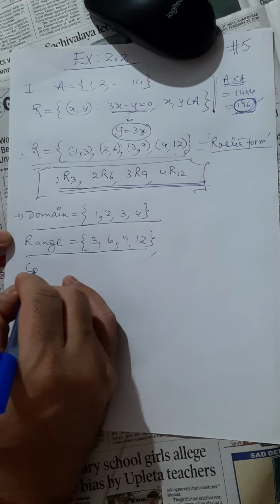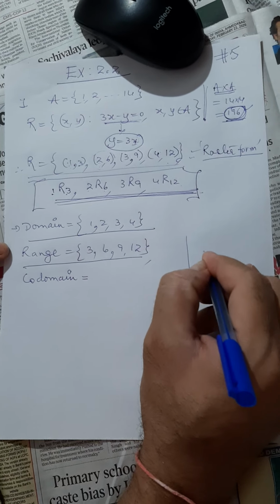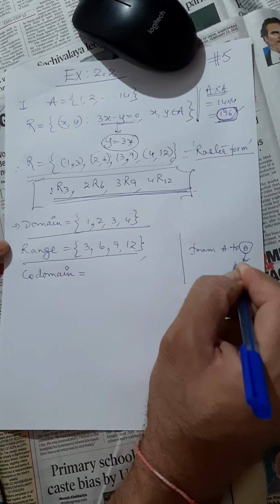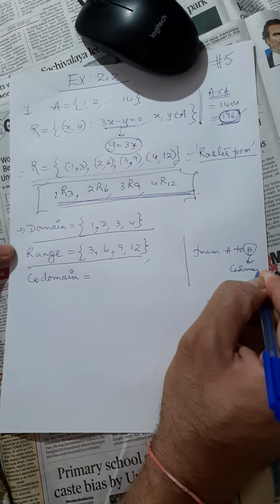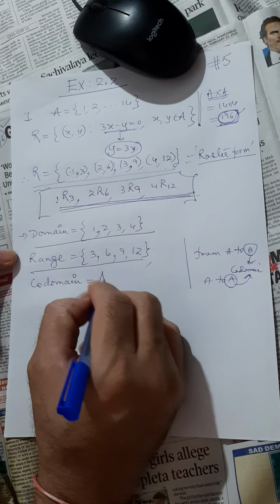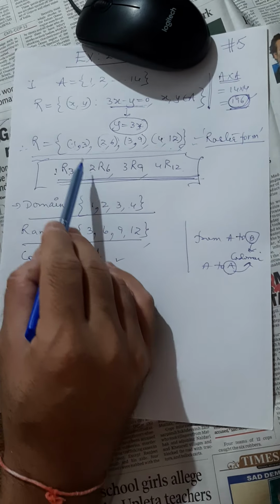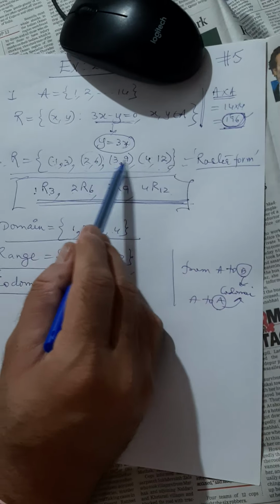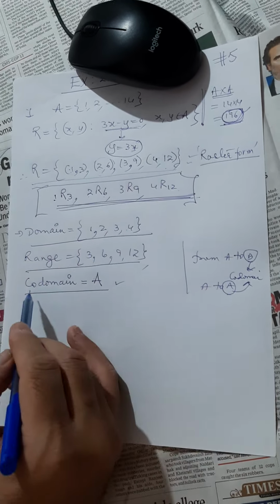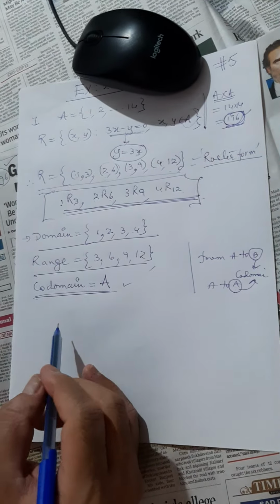What is codomain? Codomain is the whole second set. If relation is from, for example, A to B, then B is called codomain. Here it is a relation from A to A, so this becomes codomain. So codomain is A, that is 1 to 14. Domain means elements which are at the first place in each ordered pair: 1, 2, 3, 4. Range means elements which are at the second place: 3, 6, 9, 12. And codomain means the entire second set, that is this A.